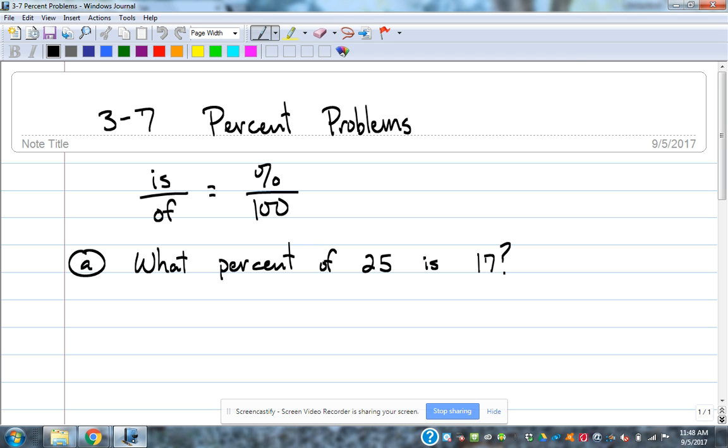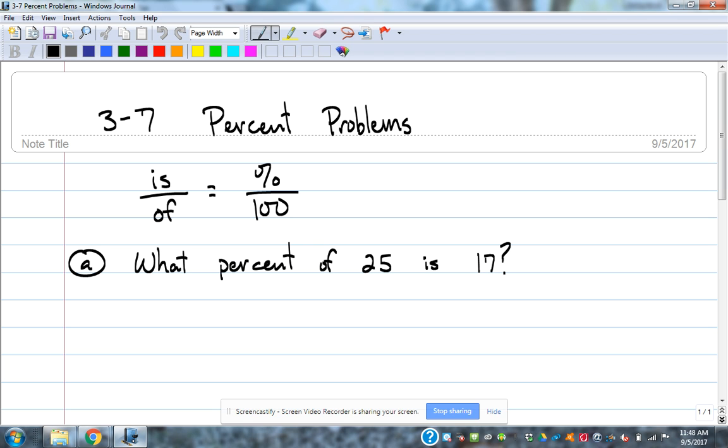So the way that you want to approach a problem is when it's written in a question form like this. What percent of 25 is 17? The setup is always going to be is over of equals percent over 100. Is over of equals percent over 100. If you set them up like that every time, then there's not any question about where the x goes.